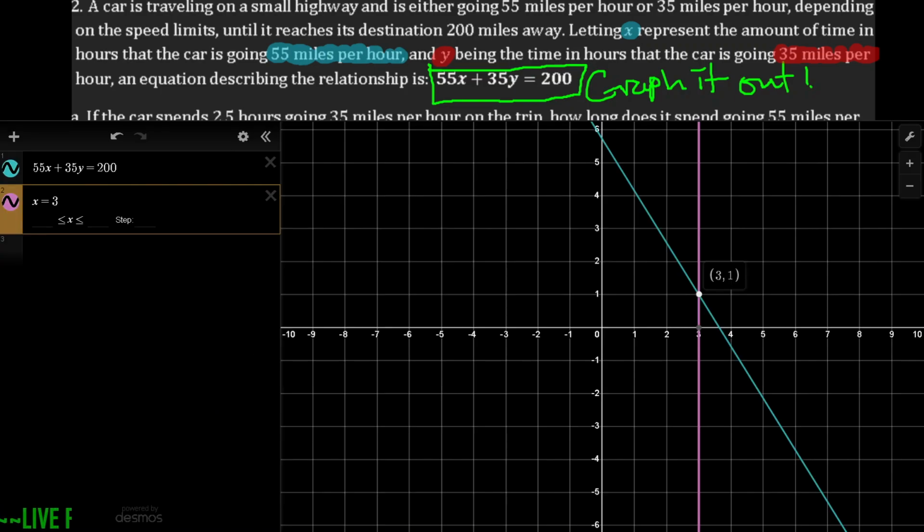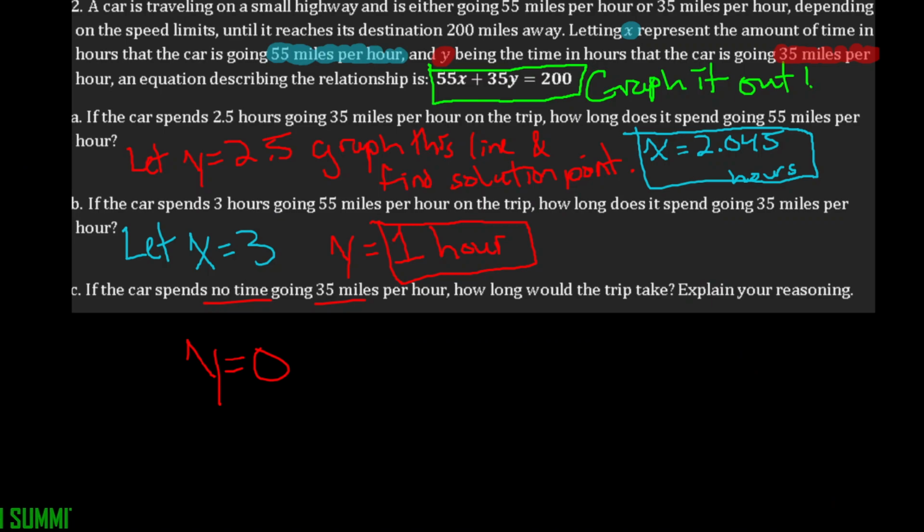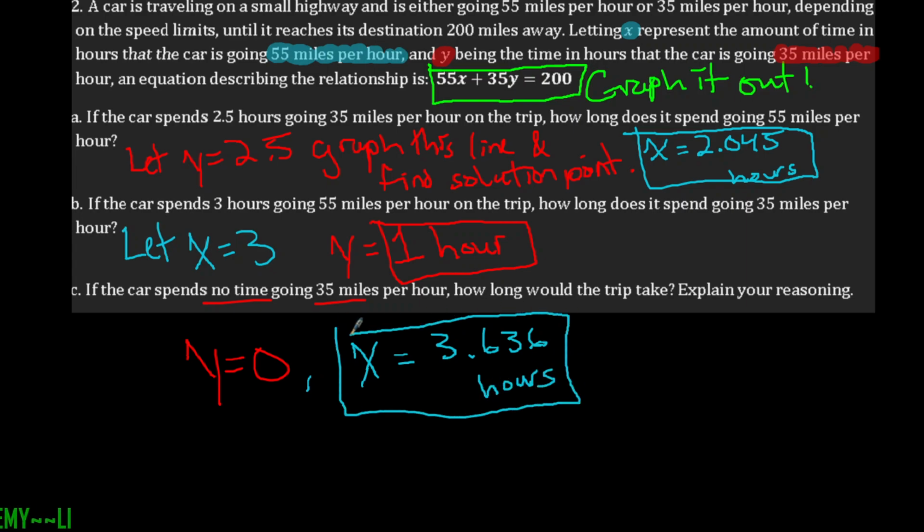All right, so we clear out our equation, have our original in there, and I'm just going to say y equals 0. And that's just going to be our x-axis. So where does it hit the x-axis? Well, if we spent 3.63 hours going 55 miles per hour, we would spend no time going 35 miles per hour. So let me write that down. For that one, when y equals 0, x equals 3.636 hours. So be able to switch from your graph to your situation and be able to see what it is doing.